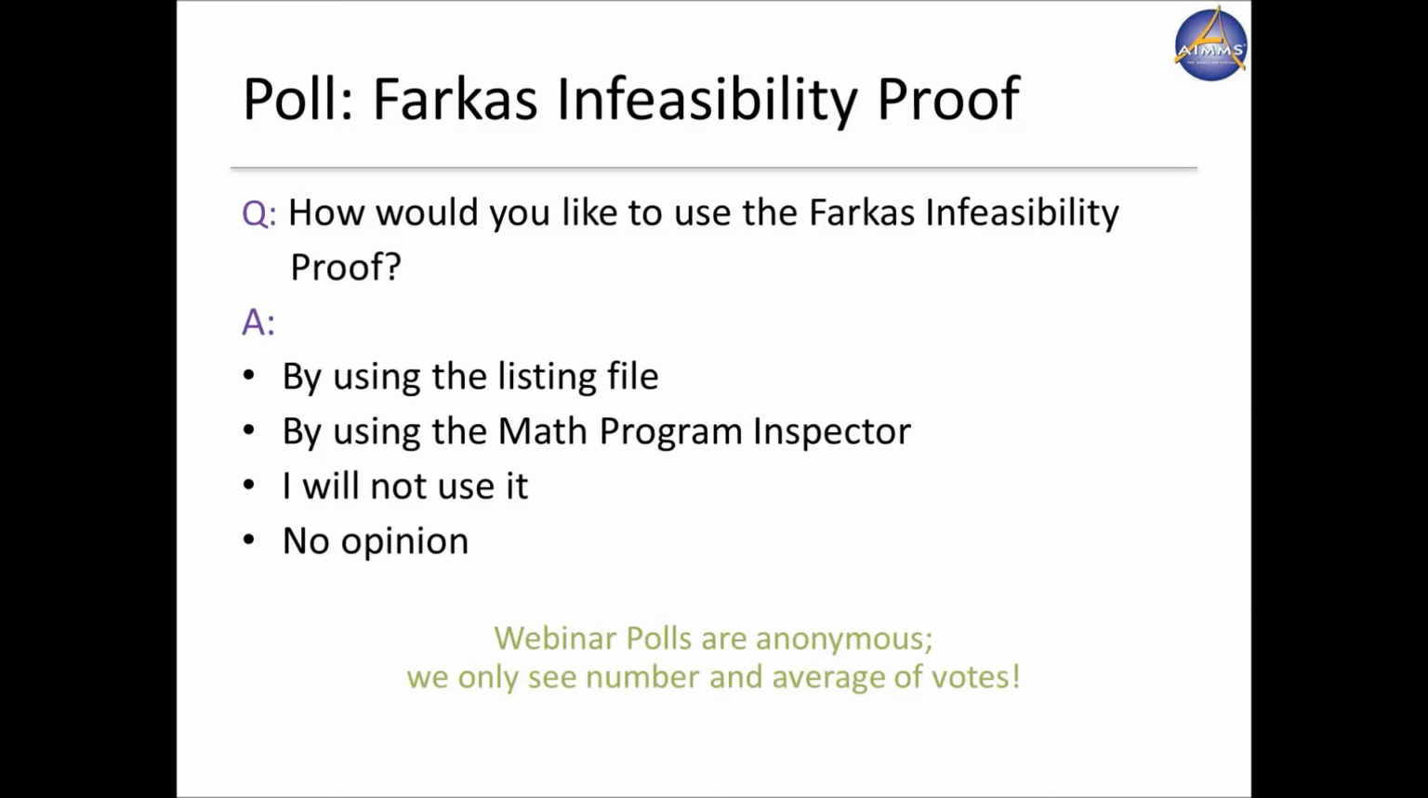So I have a small poll here. The question is, how would you like to use the Farkas infeasibility proof? The possible answers are by using the listing file, as we've seen before with the Infeasibility Finder, or by using the Math Program Inspector. It can also be that you think you will not use the Farkas infeasibility proof because, for instance, you have no linear problems, or you think that the other tools are better, or you have no opinion. So please give an answer, and know that the webinar polls are anonymous, so we cannot see what you have voted. We can only see the total number of votes.